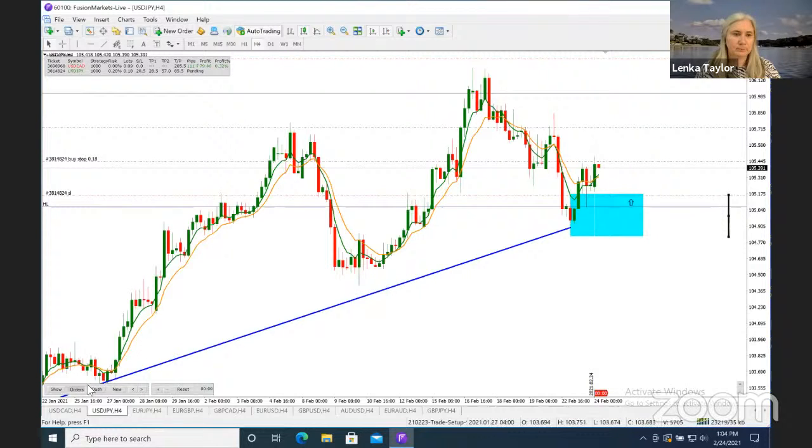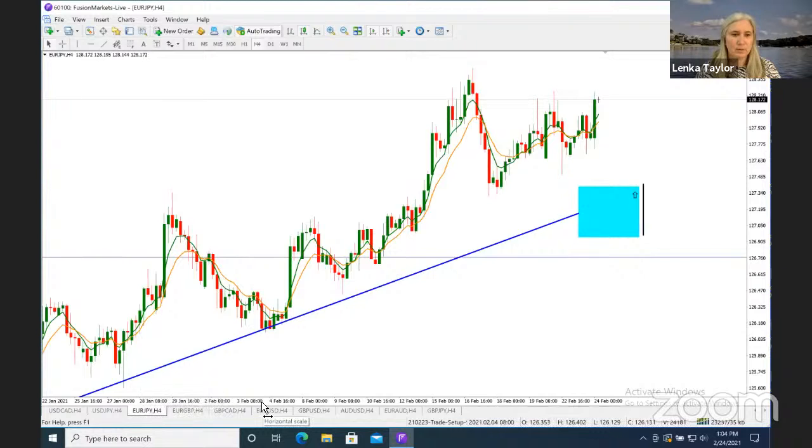And that's done. So now looking at the other chart, Euro JPY on H4. This one hasn't pulled back quite far enough into this entry area, so does not really meet my criteria. Therefore, I am not going to be looking at this trade today.